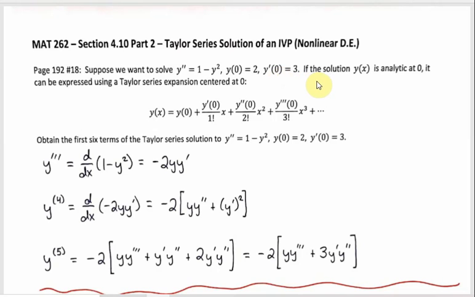And what we're going to do is that if the solution y is analytic at 0, where being analytic basically just means all the derivatives of y exist, then you can express it using a Taylor series expansion centered at 0, which is what this is right here. So the initial conditions here actually play into this quite a bit, because as you'll see with these subsequent derivatives down here, knowing y of 0 and y prime of 0 is going to go a real long way. So we want to get the first 6 terms.